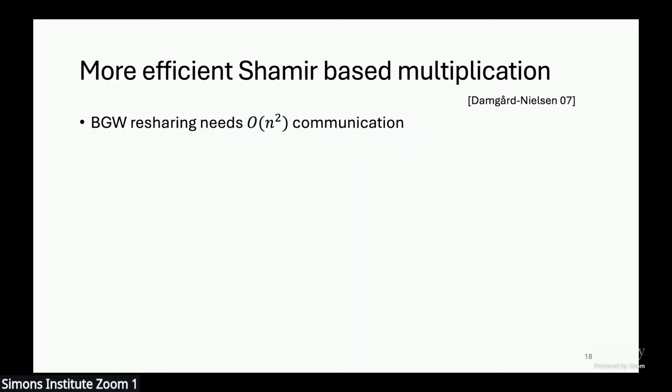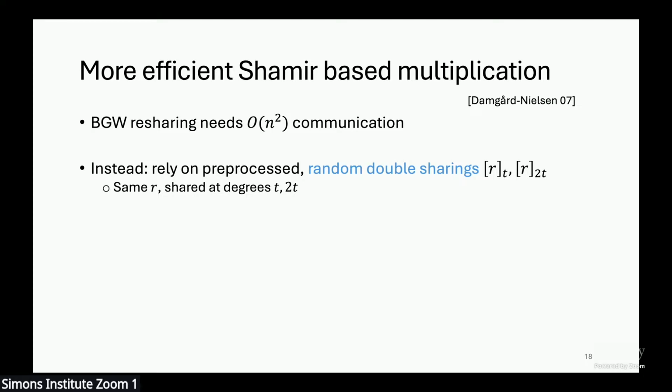Okay, so in terms of efficiency, the big drawback of this is that every time you do this resharing step, you now have a quadratic communication requirement to distribute the shares. So there is another protocol called the Damgard-Nielsen protocol from 2007, which I'd say is probably the most popular protocol that's used in modern MPC today for honest majority, which gets this down to linear in n. And the idea is that it relies on some kind of setup phase in the protocol, which will generate random double sharings, which are Shamir secret sharings of a random value r shared at degree t as well as degree 2t.